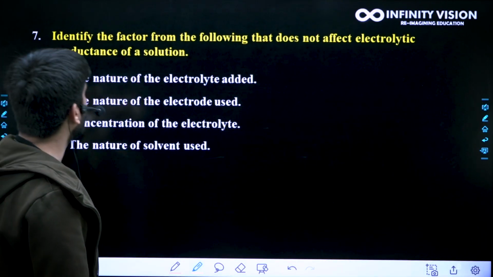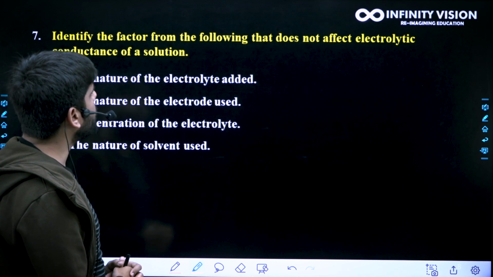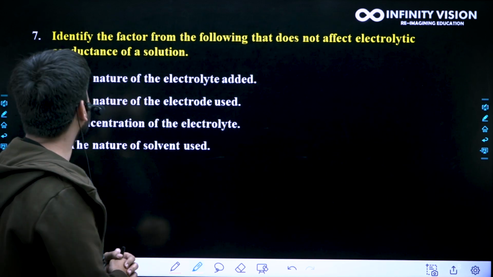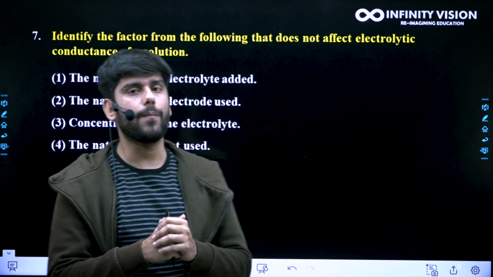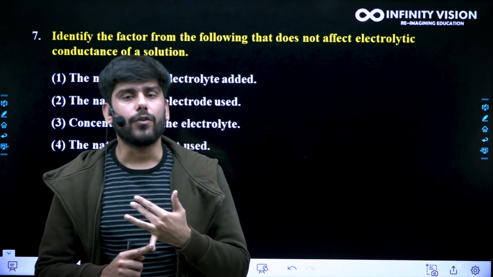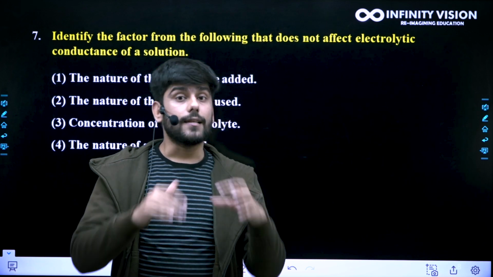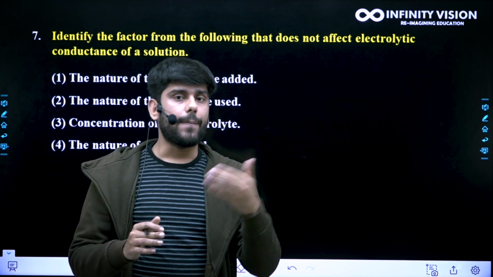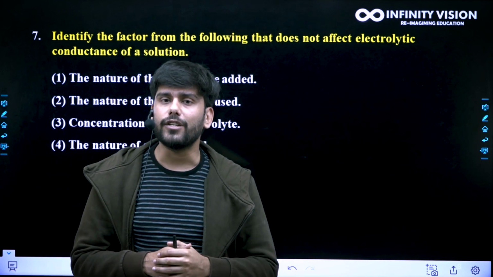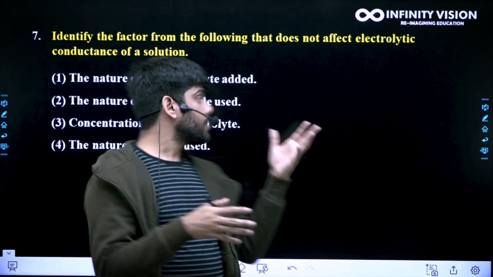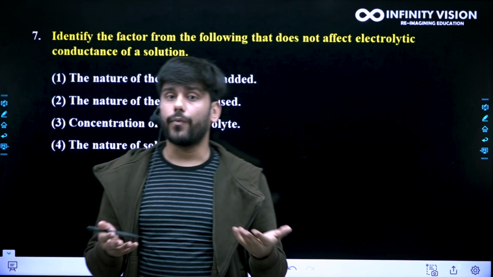The next question is, identify the factor from the following that does not affect electrolytic conductance of a solution. Now, electrolytic conductance depends upon the nature of the electrolyte, the size of the ions produced. It depends upon the temperature. Usually, it increases with increase in temperature. Then it depends upon the solvent, right? The nature of the solvent.